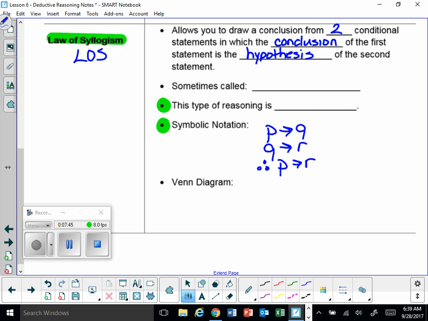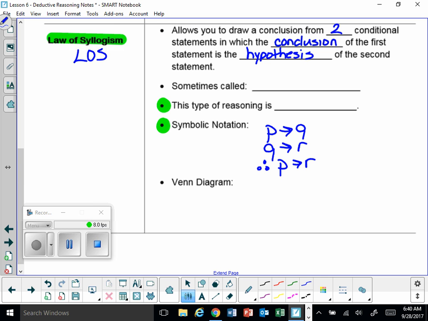What does this remind you of? Hopefully it reminds you of the transitive property from Algebra 1. Okay, so let's think of an example here. If I clean my room, then I will go to the movies. If I go to the movies, then I will get popcorn. Therefore, if I clean my room, then I will get popcorn.